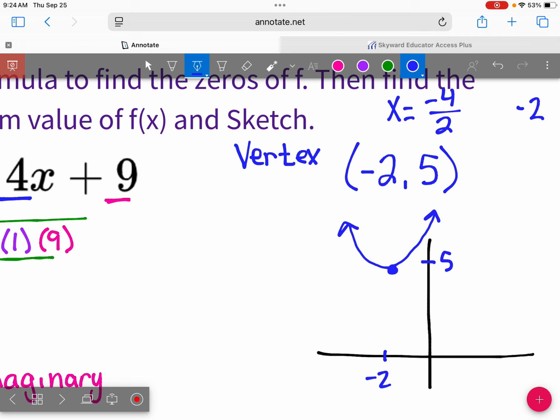From our standard form of an equation, we can actually get our y-intercept, because we're going to have a y-intercept at our c value, so we know it's going to hit our y-axis at 9. But again, that's not something we necessarily need to do.